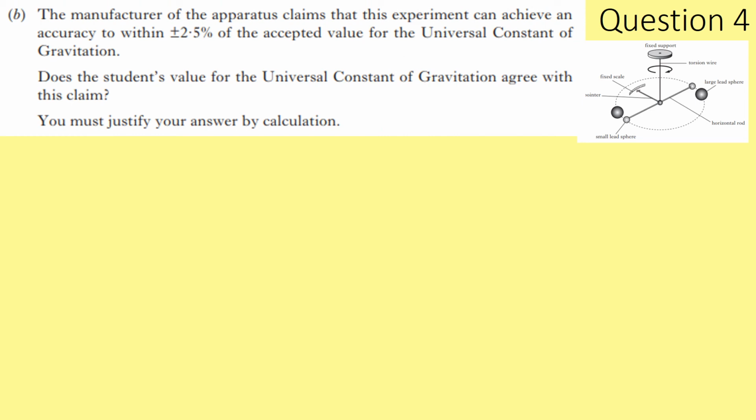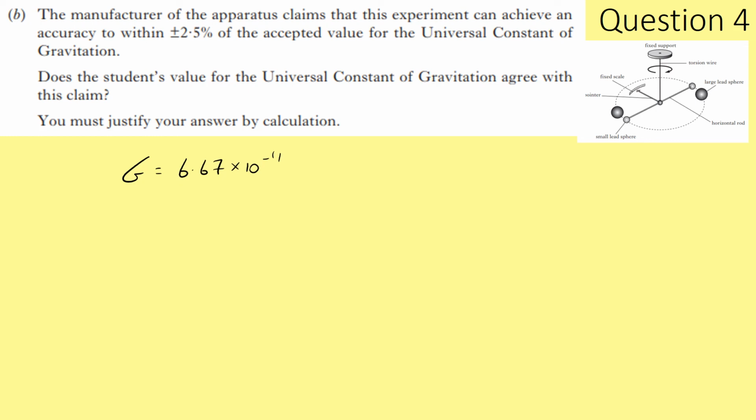In Part B, we're told the manufacturer of the apparatus claims that this experiment can achieve an accuracy to within plus or minus 2.5% of the accepted value for the universal constant of gravitation. Does the student's value for the universal constant of gravitation agree with this claim? You have to justify your answer via calculation. It's a must justify, so no justification, you don't get the marks. So we should know the value of G coming from the data sheet is 6.67 times 10 to the negative 11. So what we've got to do is find out what's plus or minus 2.5% of that.